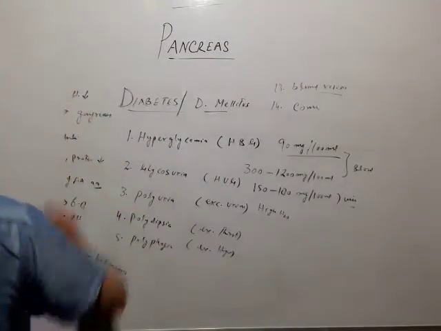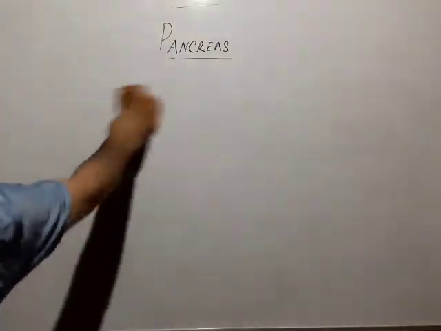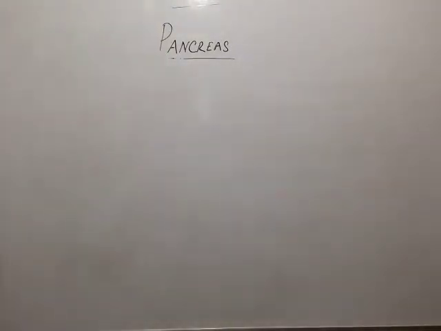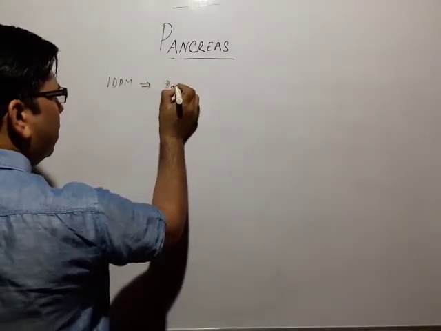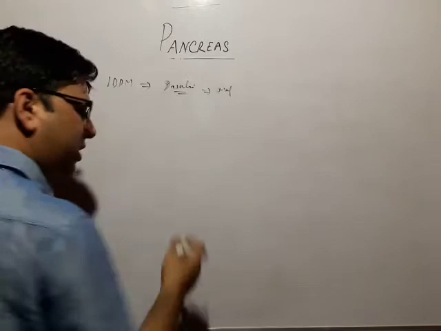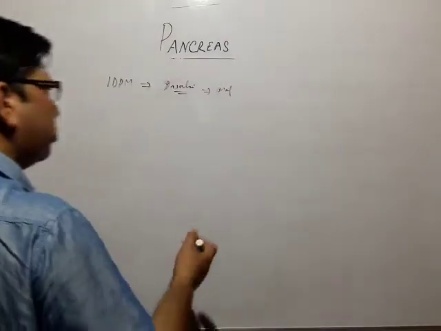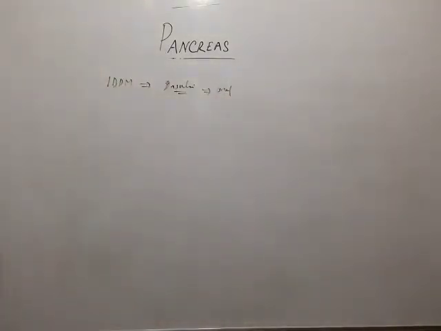Now, how do we control diabetes mellitus? Control is more important, and prevention is better. We have two important cases. First is insulin dependent diabetes mellitus, where we administer insulin. We administer insulin not orally, because it is a proteinaceous hormone and would be broken down in the digestive tract. It is given directly into the blood.